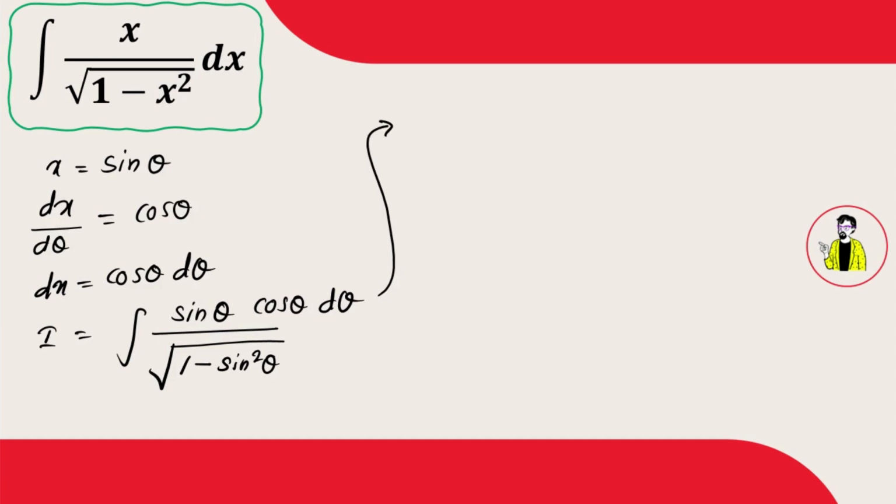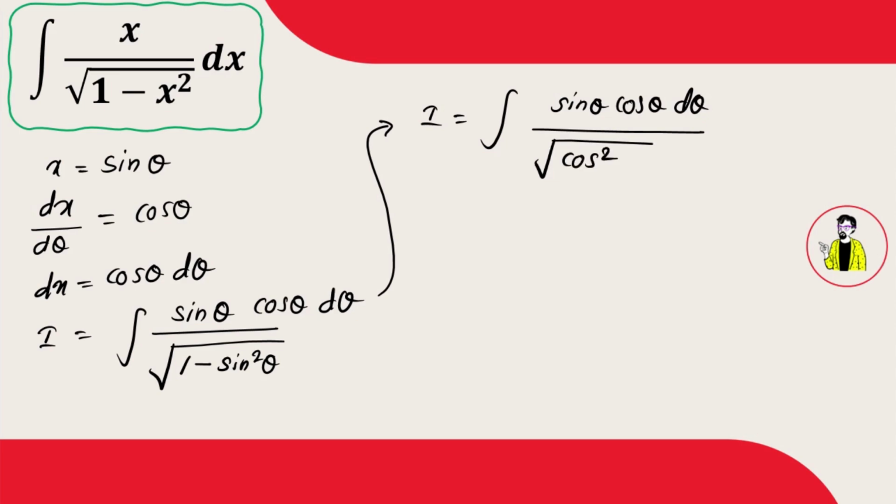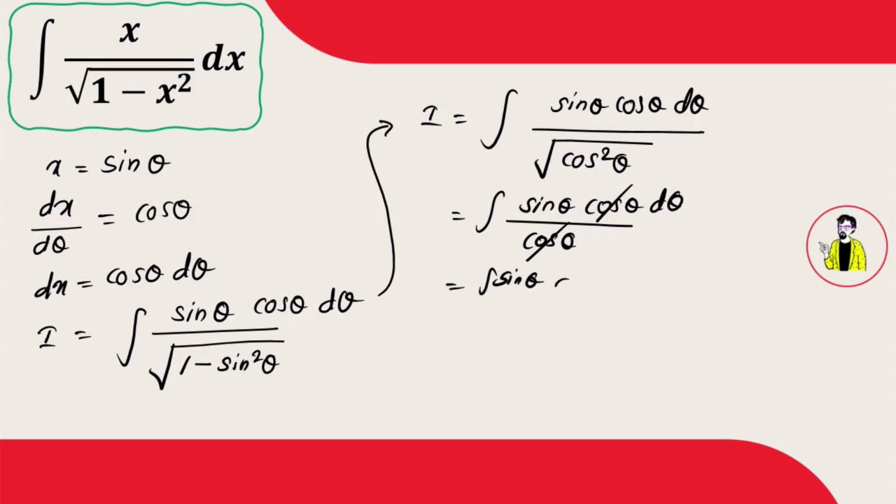So now we simplify this integral further. We have sine theta cos theta at the numerator, and here we have the square root of 1 minus sine squared theta, which is cos squared theta, so sine theta cos theta d theta, and the square root of cos squared theta is cos theta. Now we can cancel cos theta with cos theta, so here sine theta d theta.